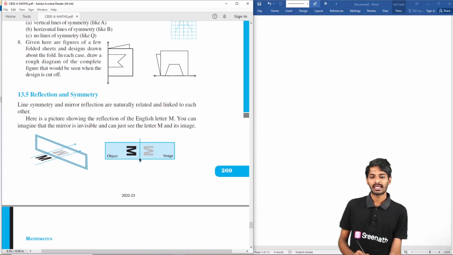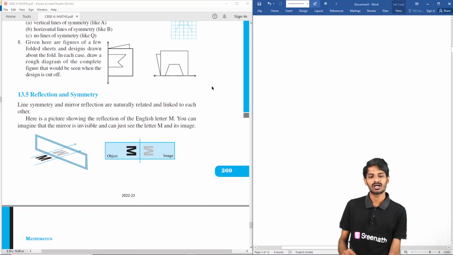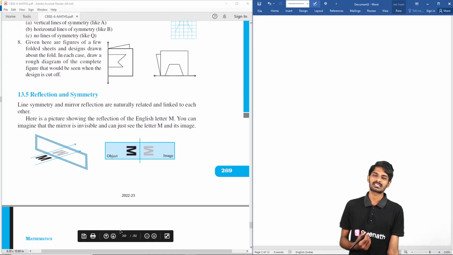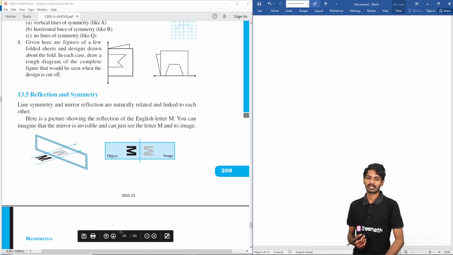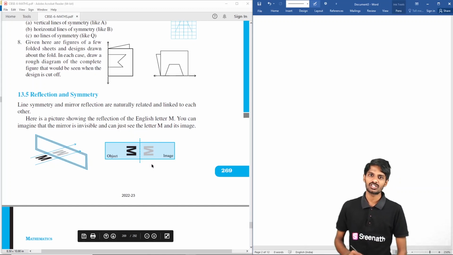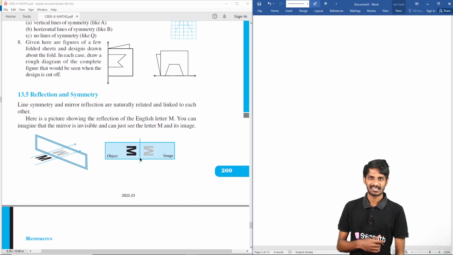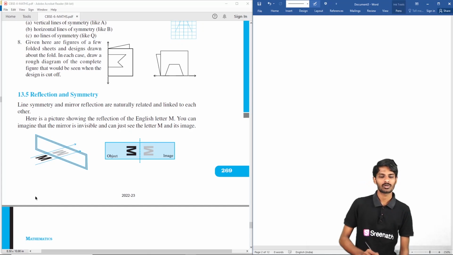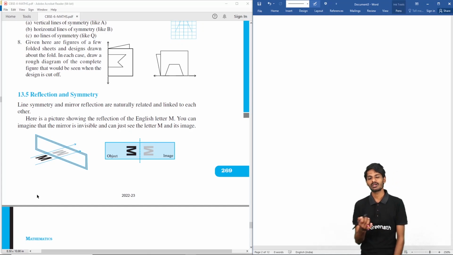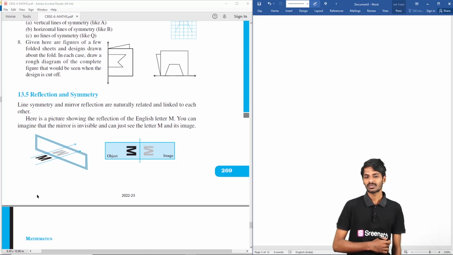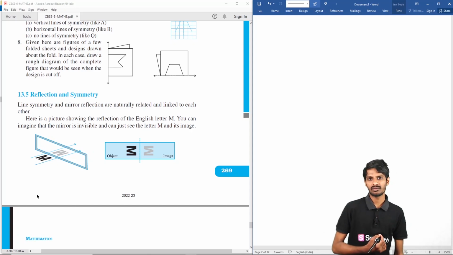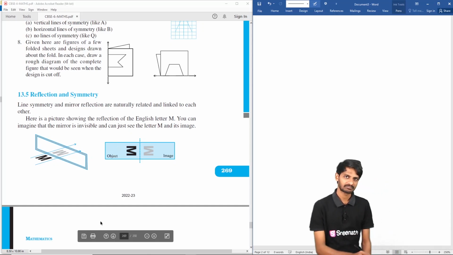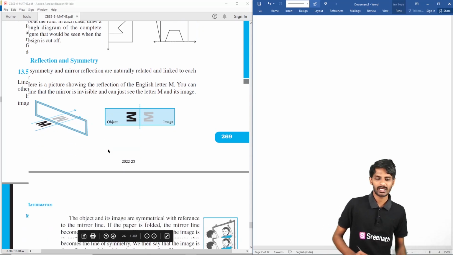So sometimes the line of symmetry and the mirror reflection are the same. Mirror line and line of symmetry are the same. Mirror reflection and normal symmetry are the same, friends. Try to do it with other alphabets. How many alphabets do we have? Almost 26 alphabets we have. Try to do it with all the alphabets. Which alphabets give good symmetry and which do not give perfect symmetry? Try to make a note on it.